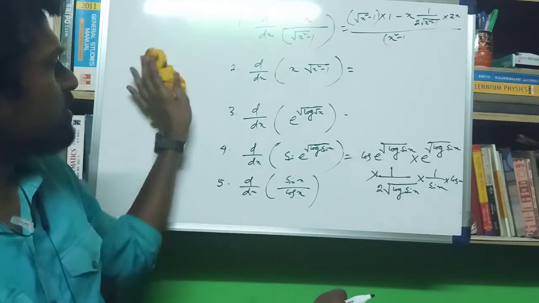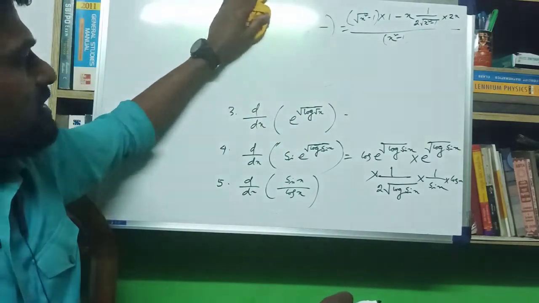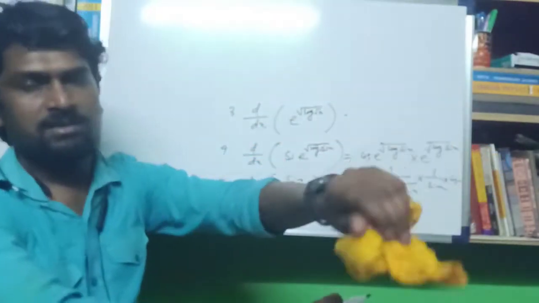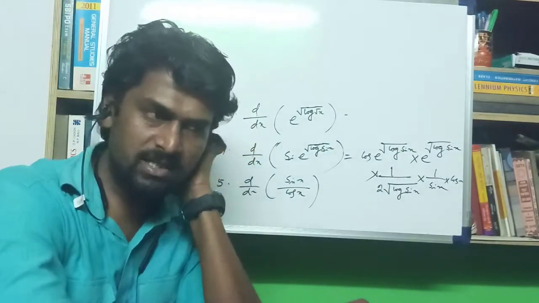The next one is d/dx of sin x by cos x. Sin x by cos x means tan x. So the derivative of tan x is sec square x. So the result is sec square x.